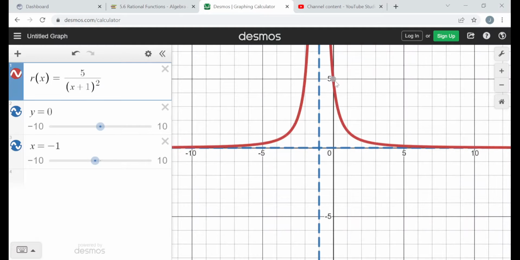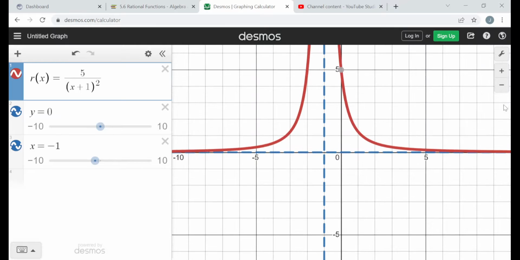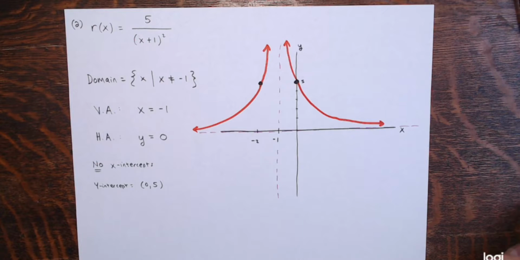You can very clearly see it looks exactly the same as I had. The point here is (0, 5). Here's (negative 2, 5), that other point I plotted. Going through those, and again, approaching the x-axis as you go to the far right and far left, approaching positive infinity on either side of x equals negative 1. Looks good. Looks like my drawing wasn't that bad. Great.